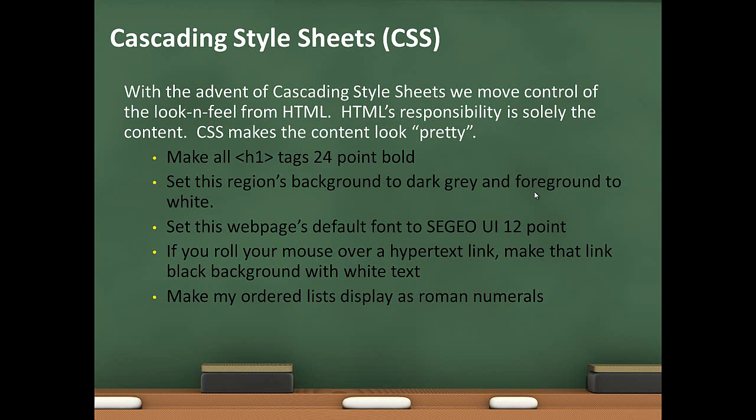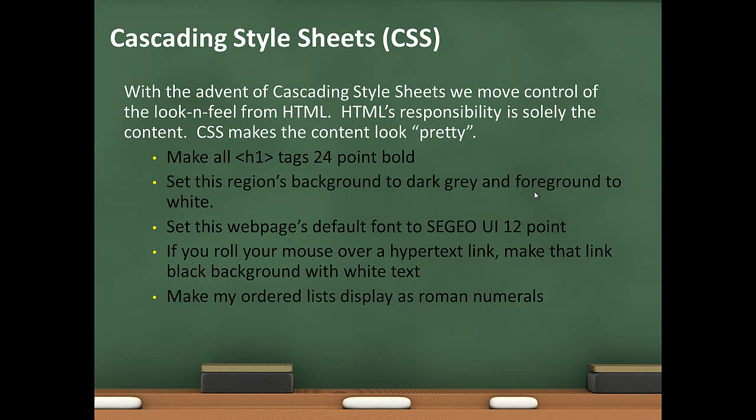Or we might want to go back in and set a region's background, maybe just a particular area, to a dark gray, and maybe a foreground color white, to make it stand out or be a region of the screen. You've seen websites that do that. Or maybe I might want to go in and override that default Arial font on my entire website and say, you know what, now I want my Segoe UI 12-point font to be the default, which means any page that pops up would have that default font.